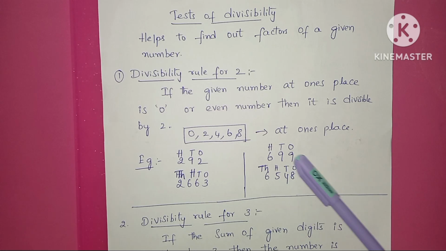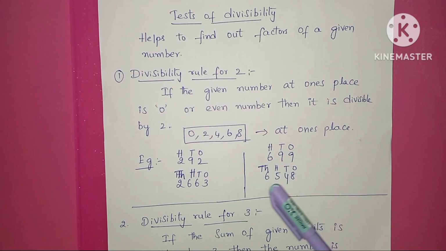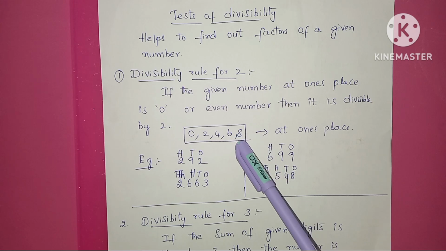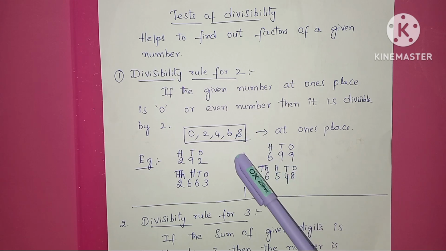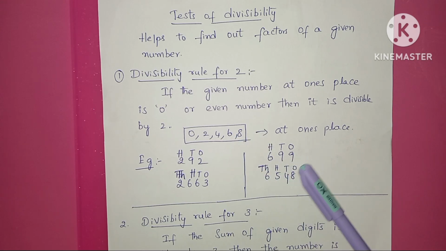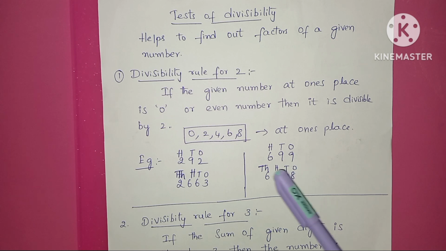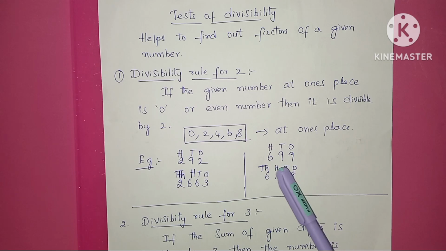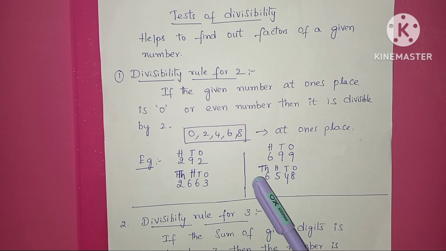Coming to another number, 6548, the ones place is 8. So 8 is there, and we can conclude it is divisible by 2. How can we write the places? We have to write them backwards: this is ones place, this is tens place, hundreds place, thousands place, like that. We have to write in a backward manner.